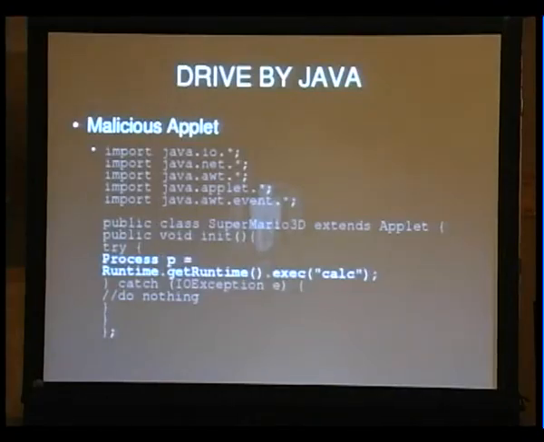And that's again, we're running a command. Of course, remember that the user must be tricked to run the applet, but at the end of the day, if the user is tricked, again, we have command execution.